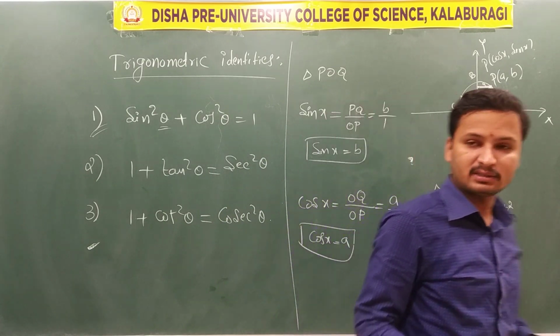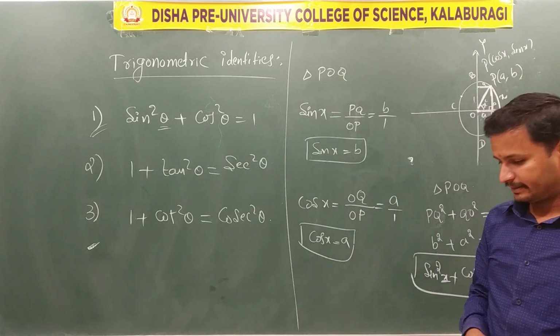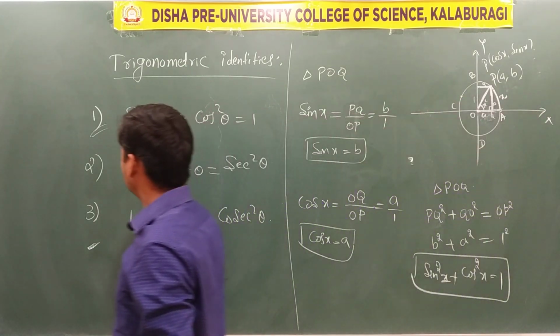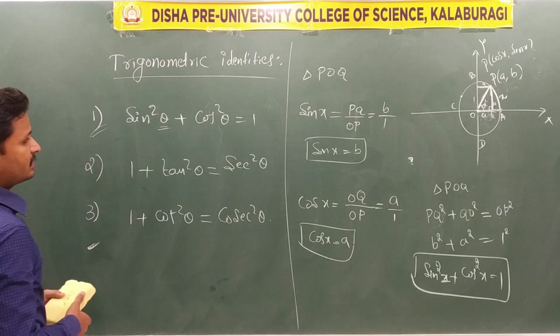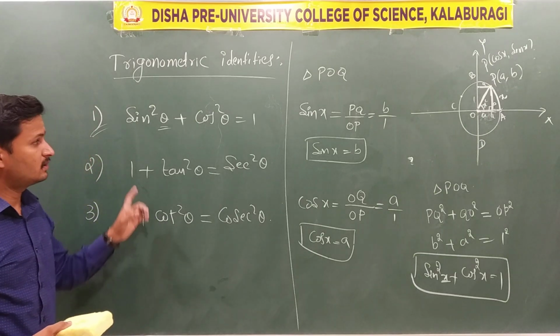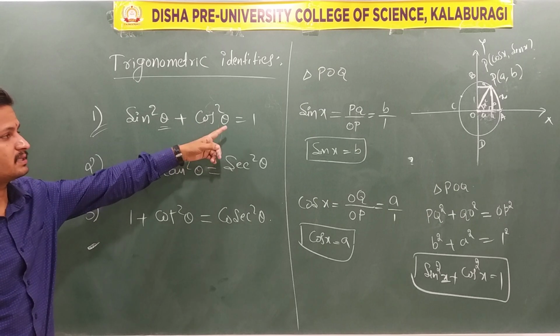Similarly, we can prove the two also. Okay, yes. See, these three identities are important. Sine square theta plus cos square theta is equal to 1.